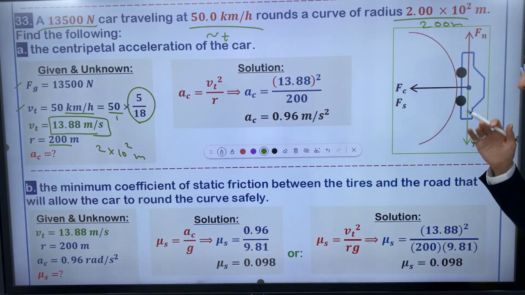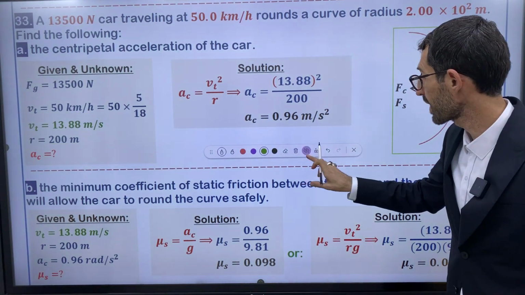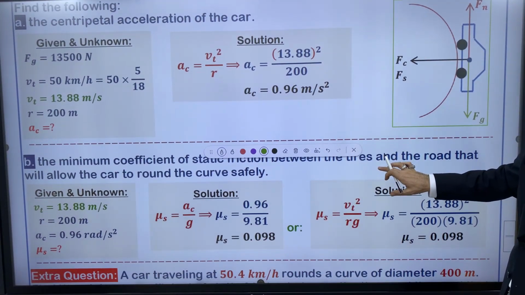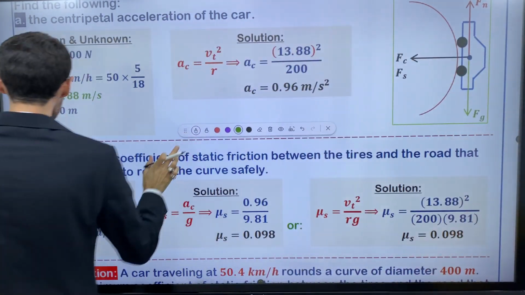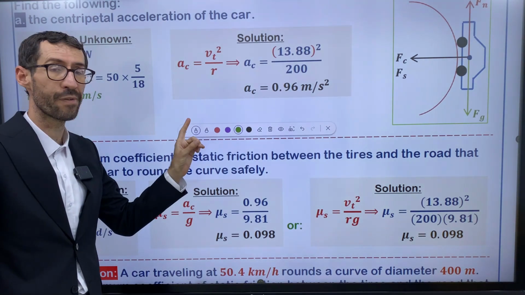Right. The second part of the question. Let me read the second part of the question, but I need the figure. Actually, I drew this figure for you. So it says, find the minimum coefficient of static friction.